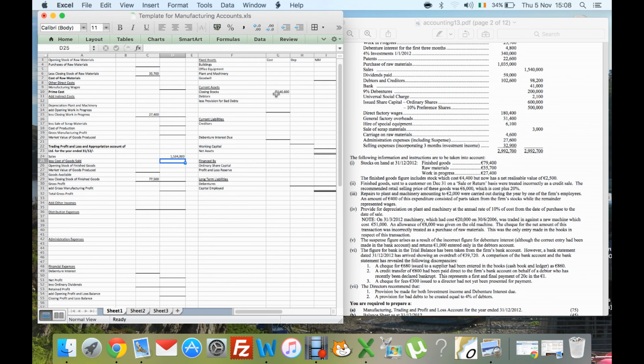My debtors up here are 102,600. Putting that in here, 102,600. Take away the £6,000 from that.